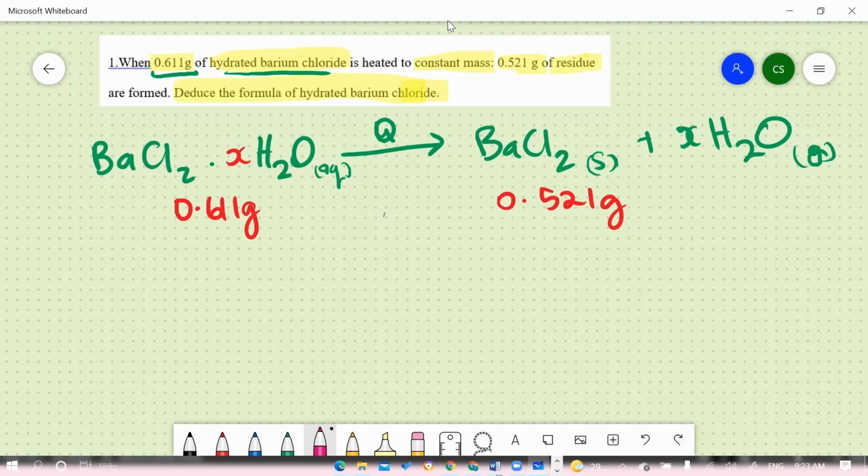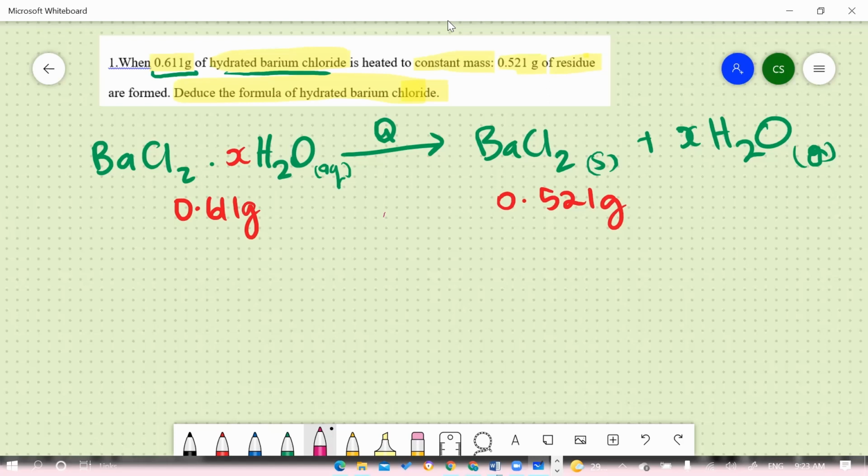So basically that 0.611 grams, right? That is the mass of what? That's the mass of hydrated barium chloride, which means it has water. It would have to contain the amount of water in it as well. Exactly. So you're telling me that BaCl2·XH2O is the mass of barium chloride and some amount of water, correct? Correct.